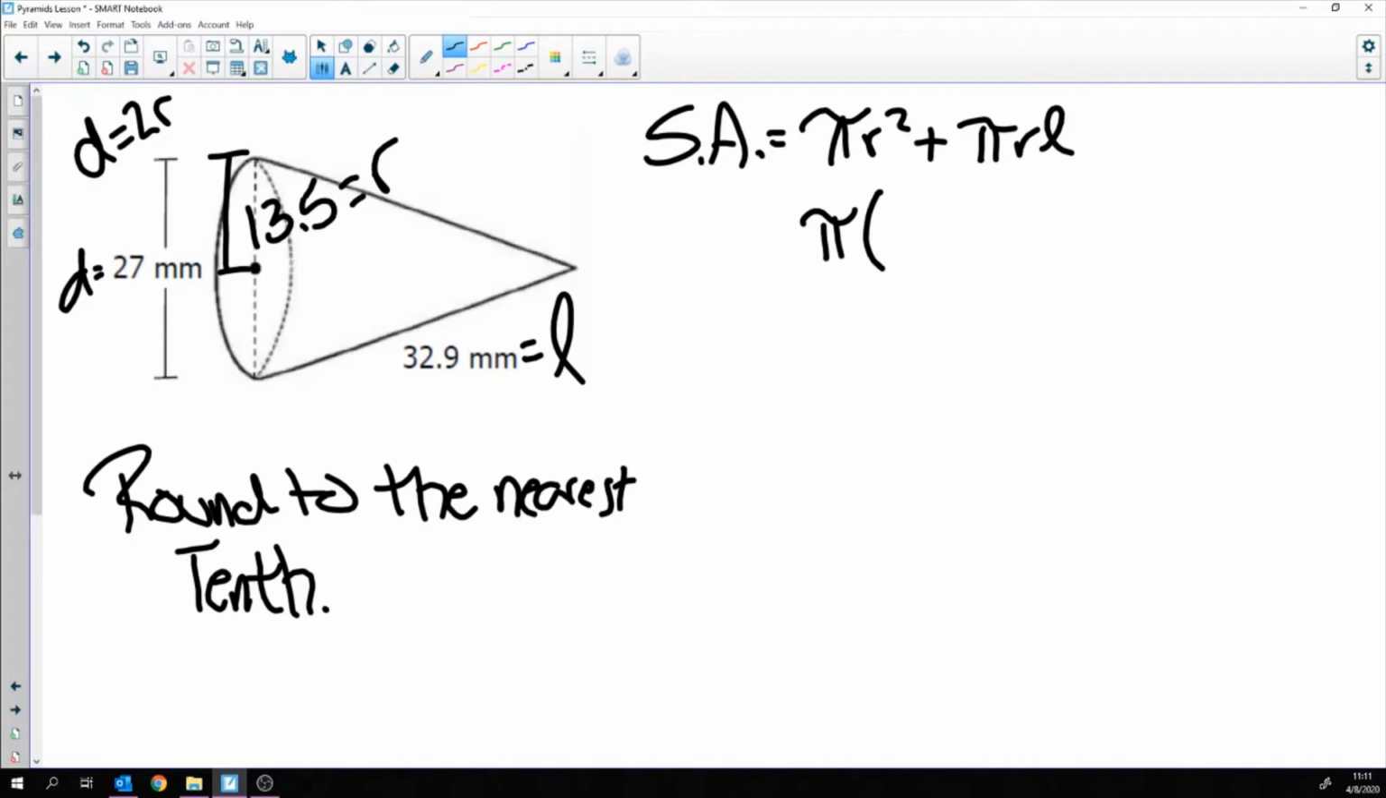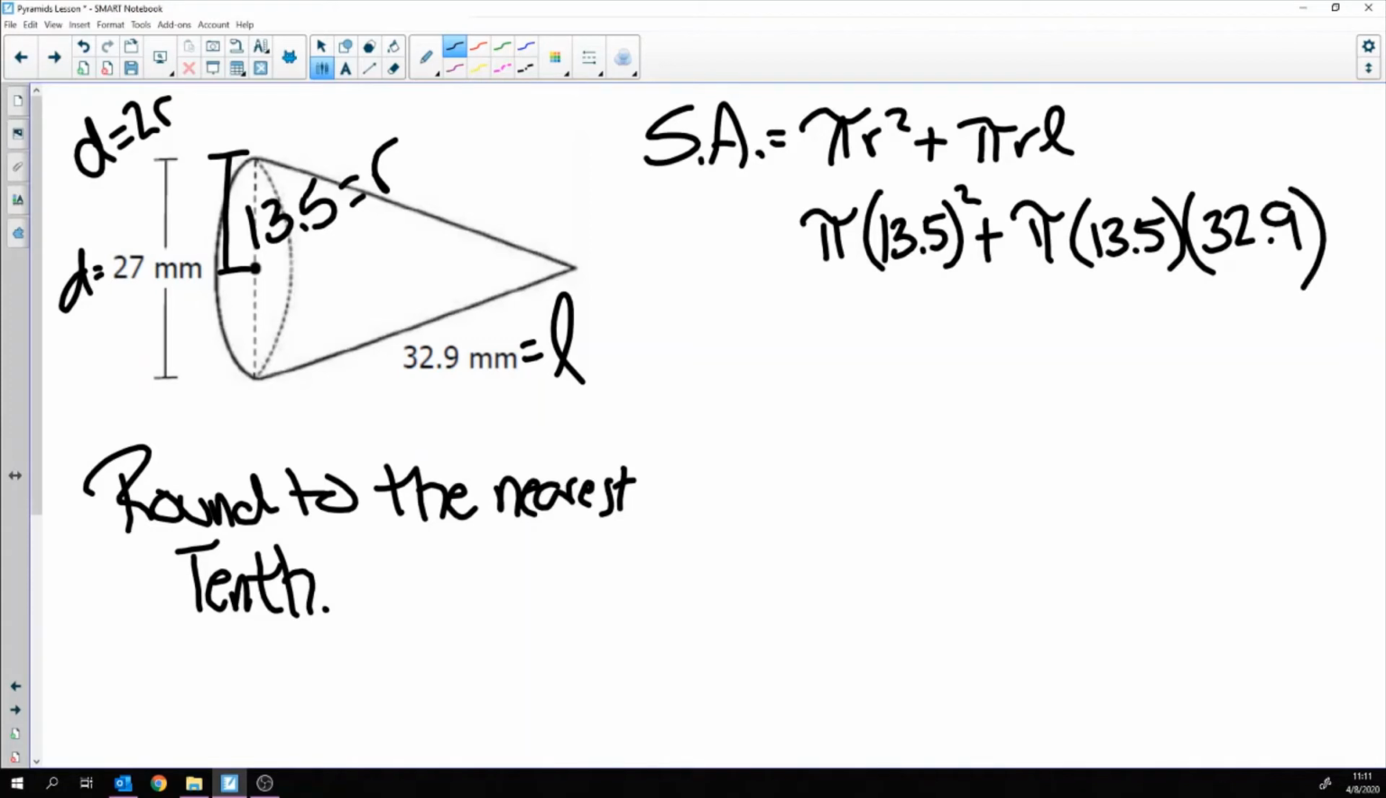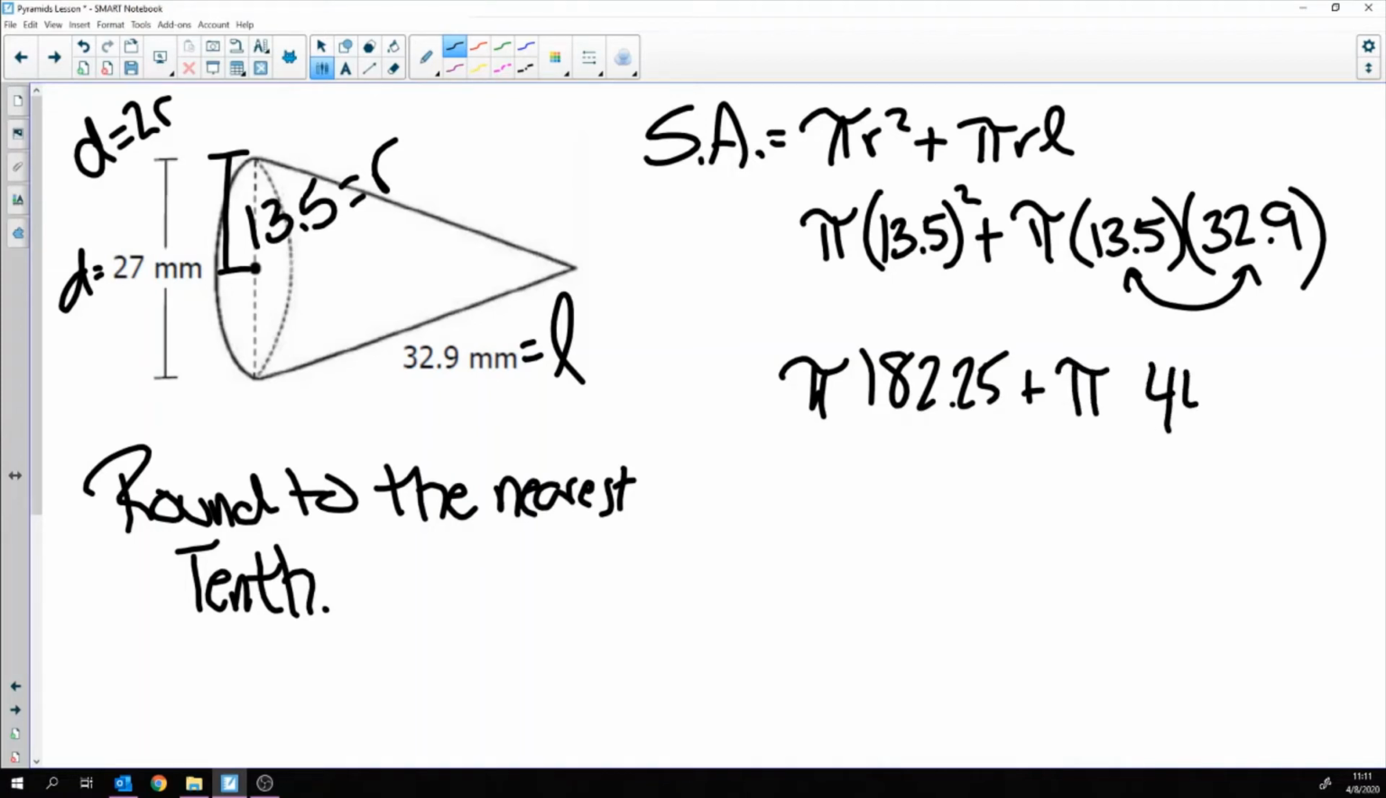Pi, 13.5 squared, plus pi. Radius is still 13.5. And then for L, we're going to fill in 32.9. At this point, I would do 13.5 squared. That is going to be 182.25. And then I'll do 13.5 times 32.9. So that would give me 444.15.